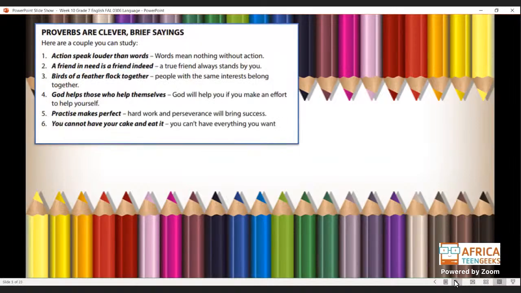However, a proverb does make sense figuratively and literally. Actions speak louder than words. That in a literal sense does make sense, and the meaning behind it is figurative. Words mean nothing without an action. Okay.